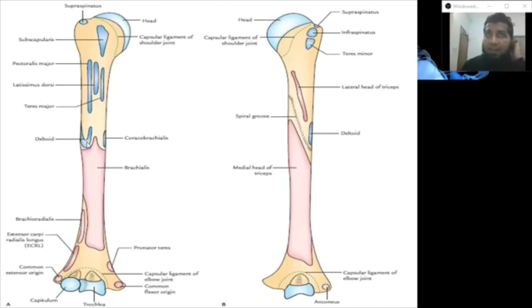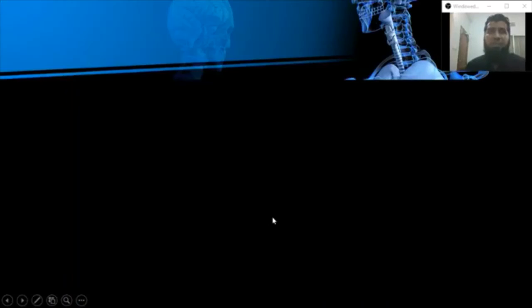I have already discussed the coracobrachialis muscle, it is inserted here. The coracobrachialis muscle is pierced by a nerve called the musculocutaneous nerve. So these are the muscles of the arm. You will also be asked about the articular structures at the lower end of the humerus. The articular structures are the capitulum and trochlea. Capitulum articulates with the head of the radius, and trochlea articulates with the trochlear notch of the ulna. So this is about the humerus.